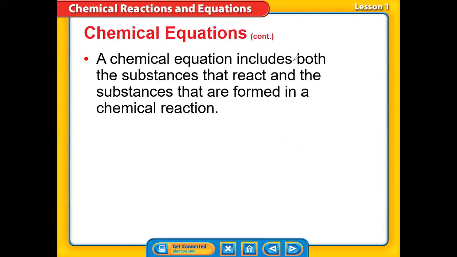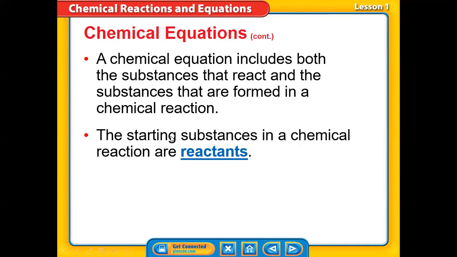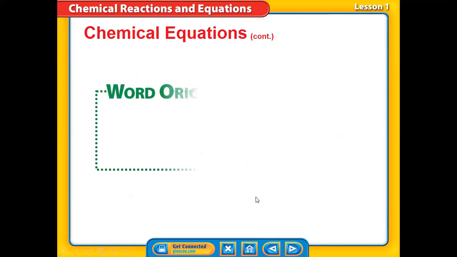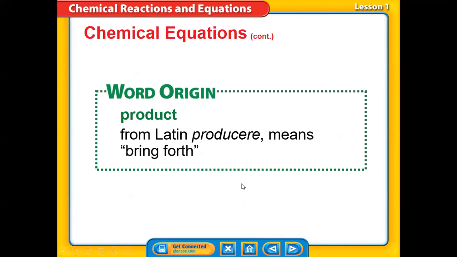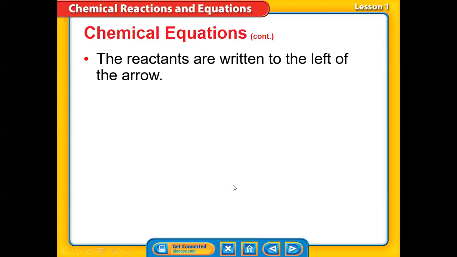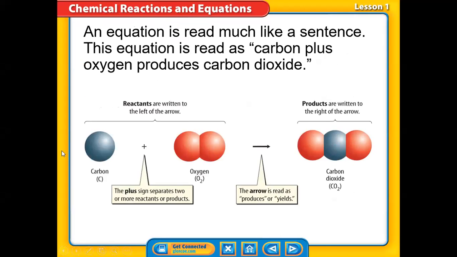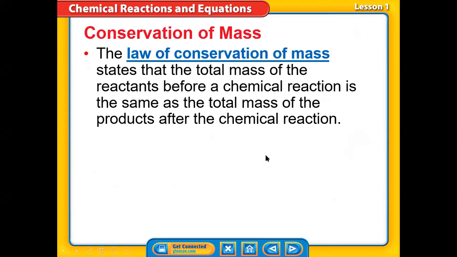So let's see the new part. We said reactants are substances that start a chemical reaction. Products are the chemicals that end the chemical reaction, or they are the results of the chemical reaction. We said that carbon reacts with oxygen to produce carbon dioxide, and this arrow is called yields or produces. Now we're going to move to the new part, which is the law of conservation of mass.